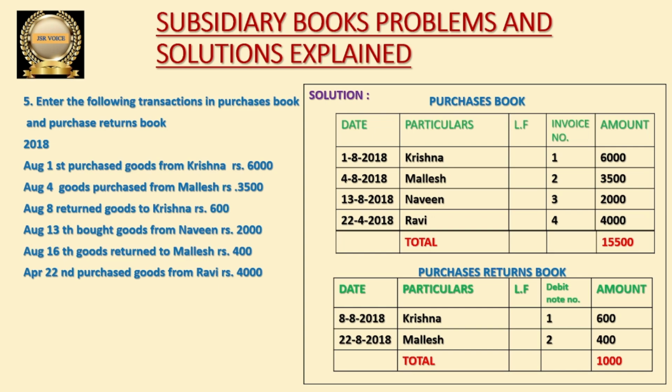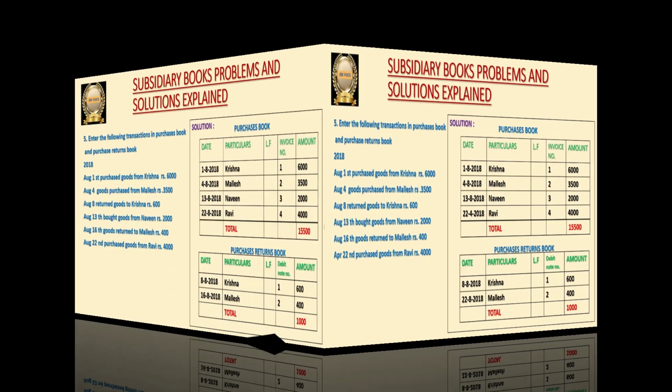Otherwise you can see the word "to". It is purchase returns. If "to" is not given after returns, it is sales returns. Now it is purchase returns, because "returned to Mallesh" is given. Returned to. So let us record this in the purchase returns book. Go to the purchase returns book, right side down.